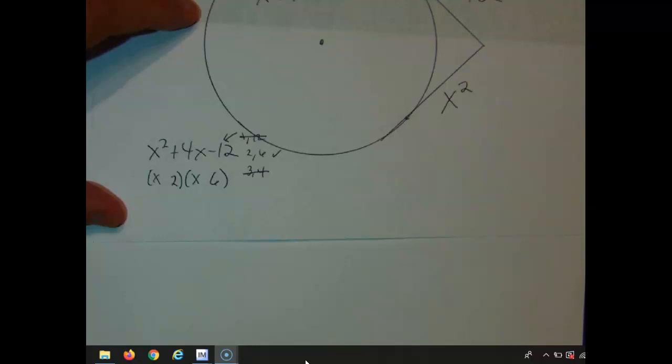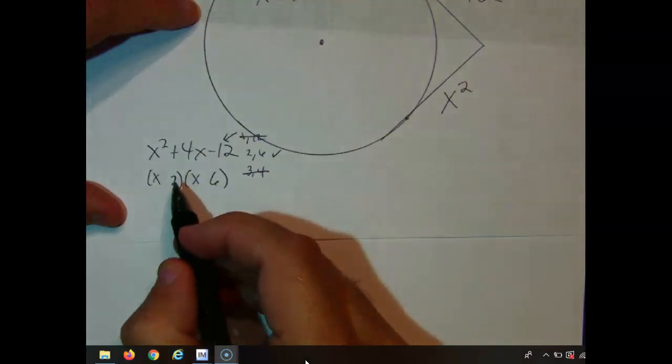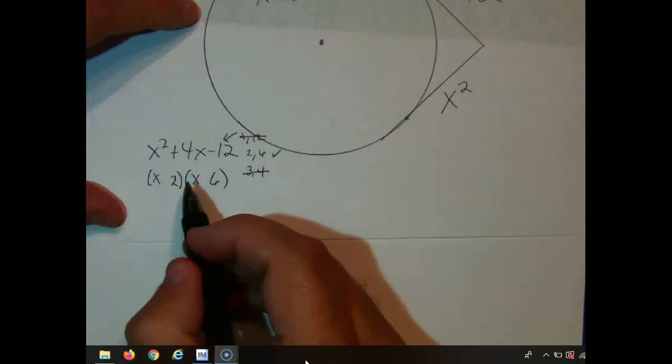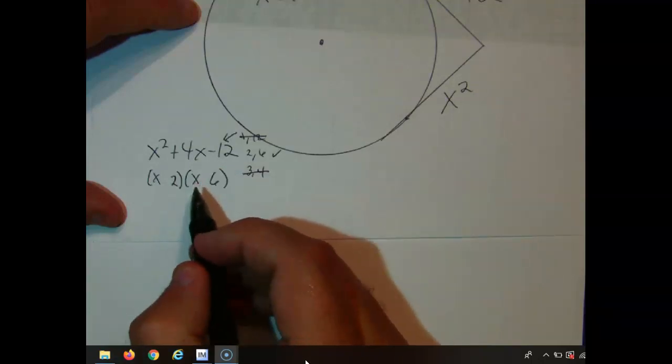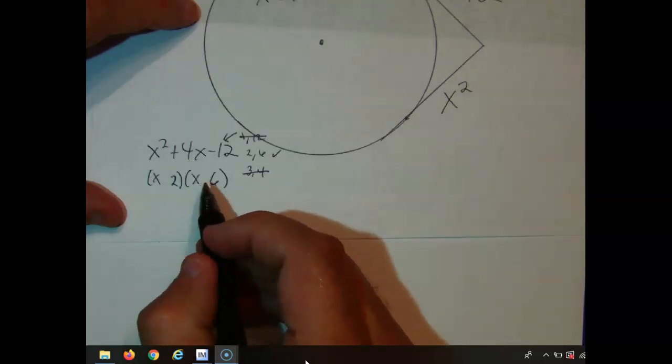Now we have to decide plus and minus. This is a positive 4, and that's a negative 12. So in other words, when I multiply these two numbers, I have to get a negative. That means one's a positive and one's a negative. How do you know which one is which? Well, look at this number. It's a positive 4. So that means the larger number needs to be positive.